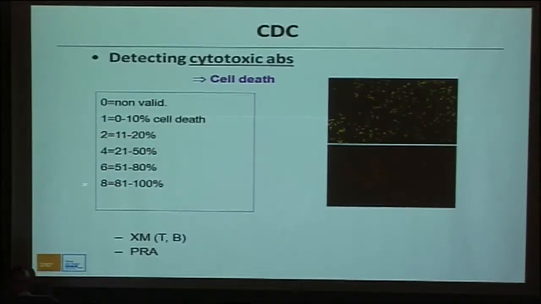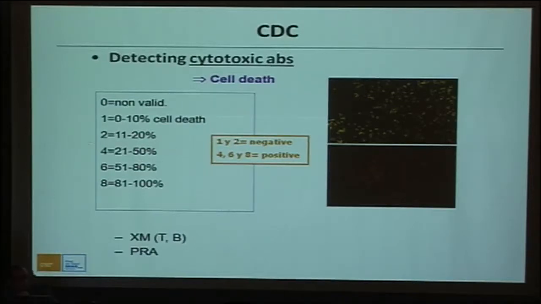If almost all cells are dead, the CDC cross-match is by no means negative, of course, it is positive. So you will not do this transplantation. And if you have almost no cell death, below 10%, you are sure that this tool, the CDC cross-match, is negative. But what about in the middle, the gray zone? By agreement, the immunological labs have agreed that 1 and 2, so below 20%, the CDC cross-match is negative, and above 20%, it is positive.